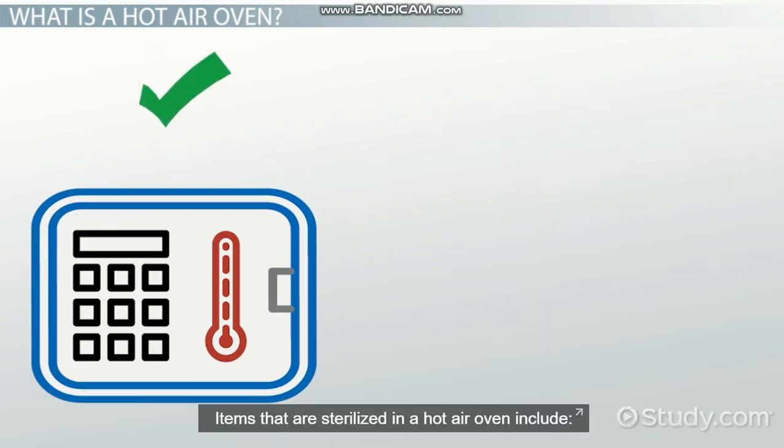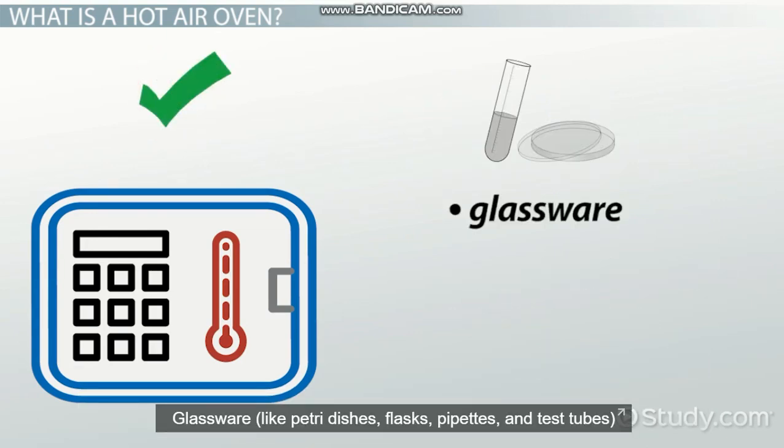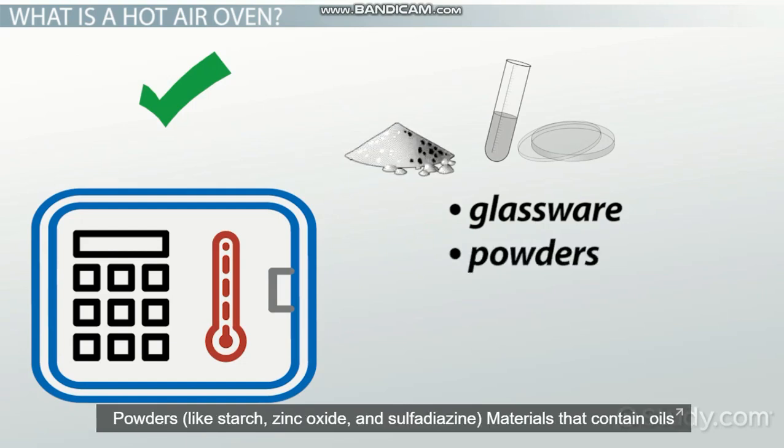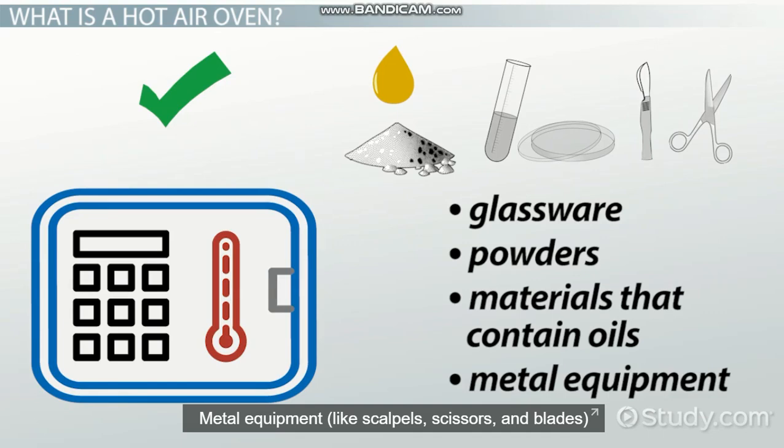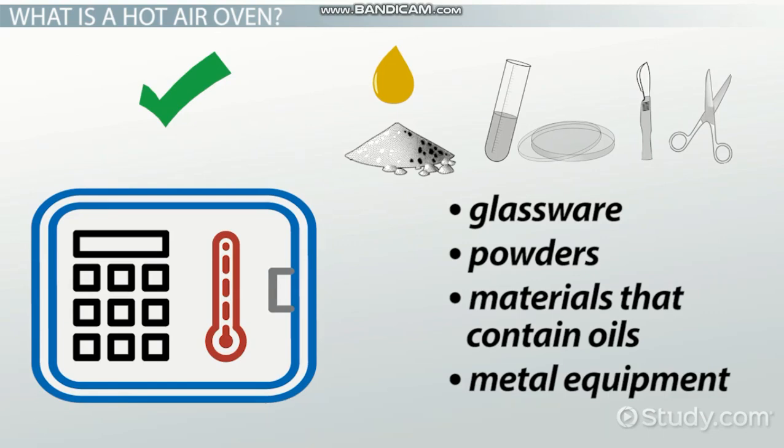Items that are sterilized in a hot air oven include glassware like petri dishes, flasks, pipettes, and test tubes, powders like starch, zinc oxide, and sulfadiazine, materials that contain oils, and metal equipment like scalpels, scissors, and blades.